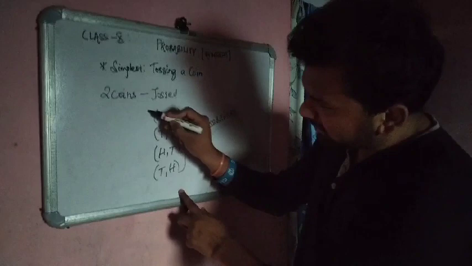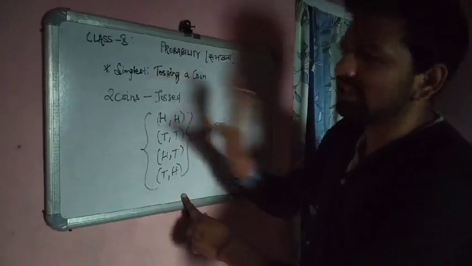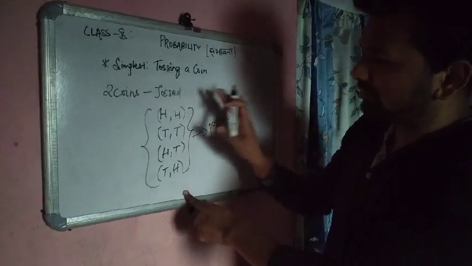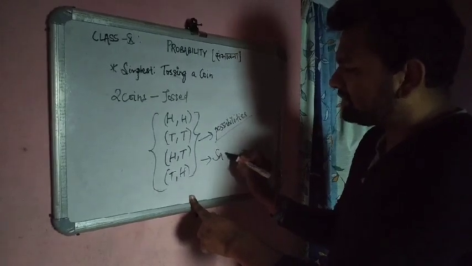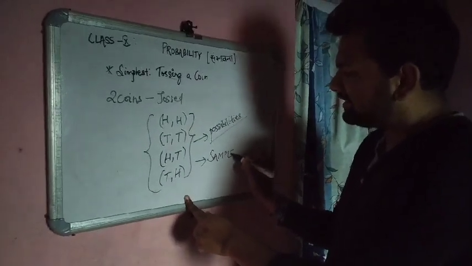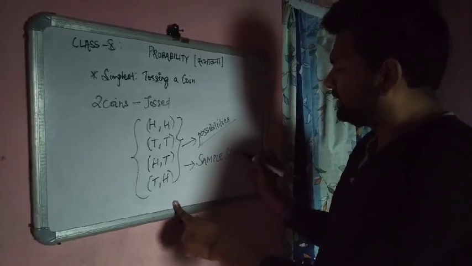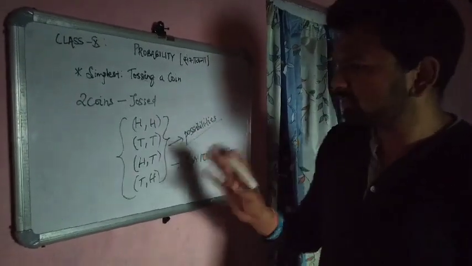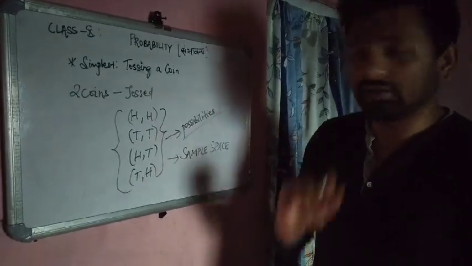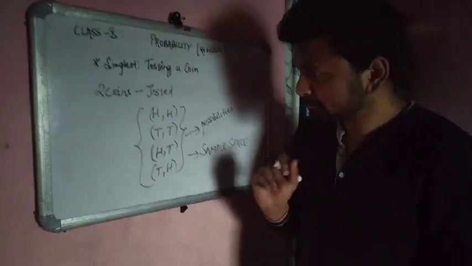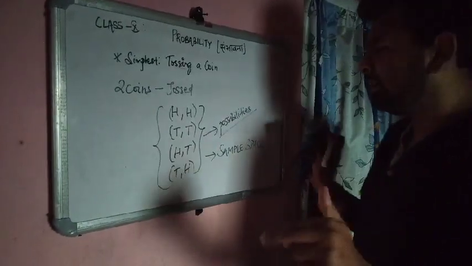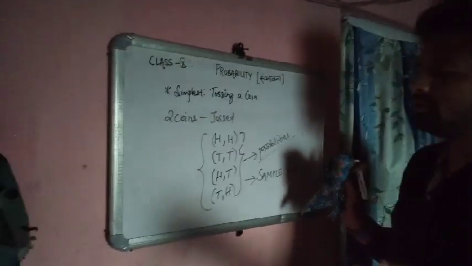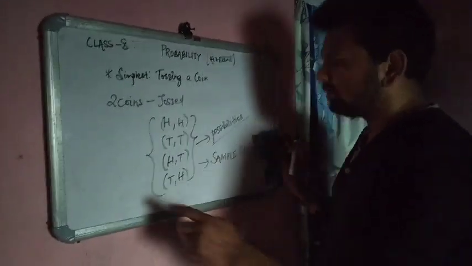The representation of all the possibilities of an event is technically called sample space. What is it called? It is called sample space. So sample space is a representation of all the possible outcomes of an event which is occurring. Hope sample space is clear, and you understood the definition of probability: number of favorable outcomes divided by total number of possible outcomes.